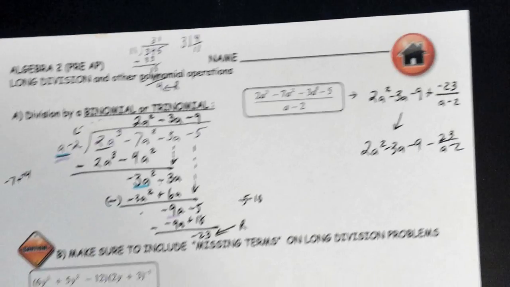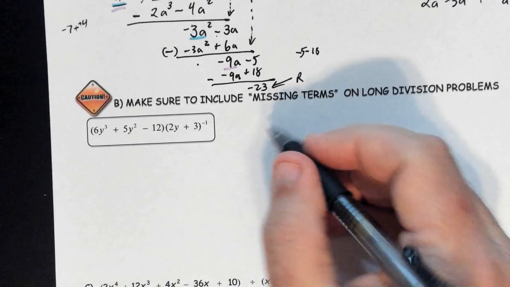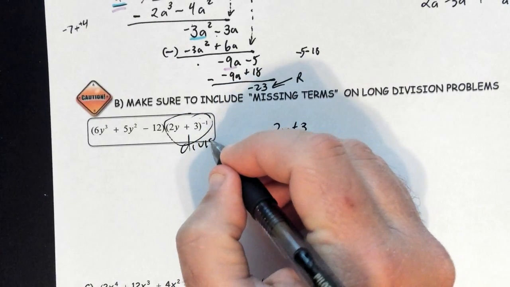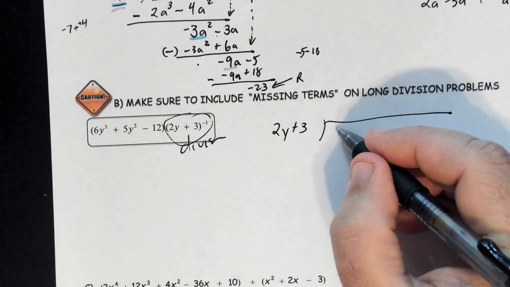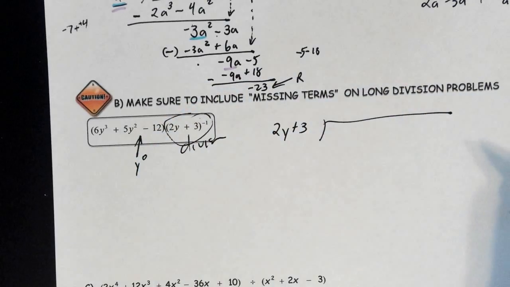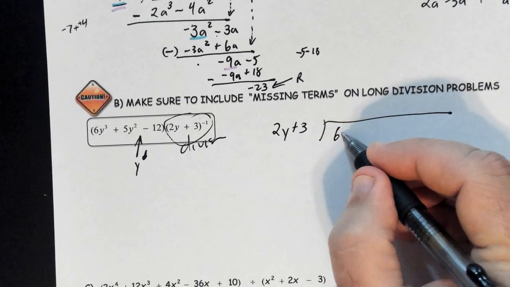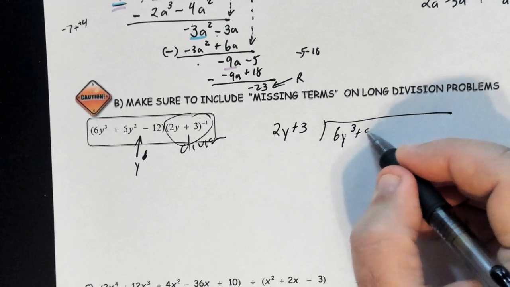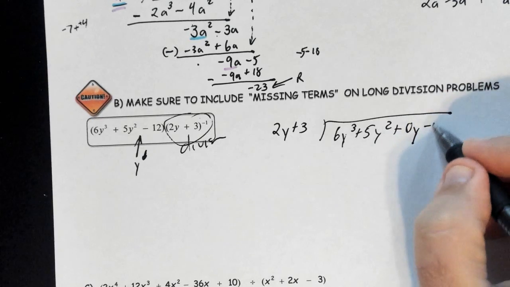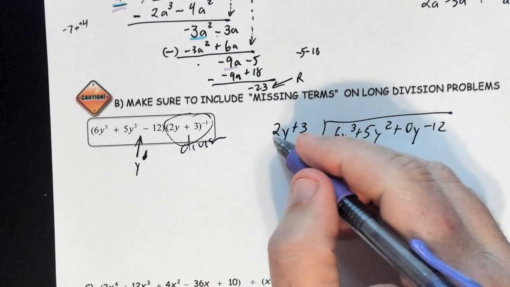We're running a little long here, so let's do a couple more. Same thing here. We're dividing by 2y plus 3. This is your divisor, and we're going to divide that into this term. But notice we have a term missing. There is no y to the first, so we need to put that in there. So we're going to write 6y cubed plus 5y squared plus 0y minus 12. Now we do the same steps we did before: match up the first terms.